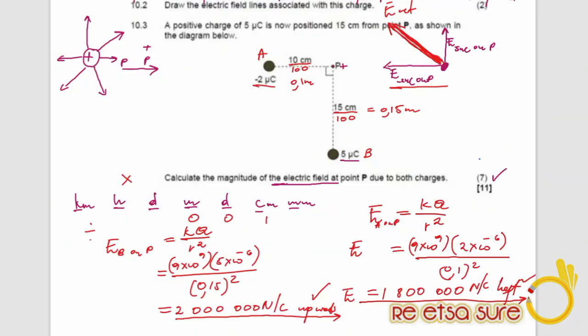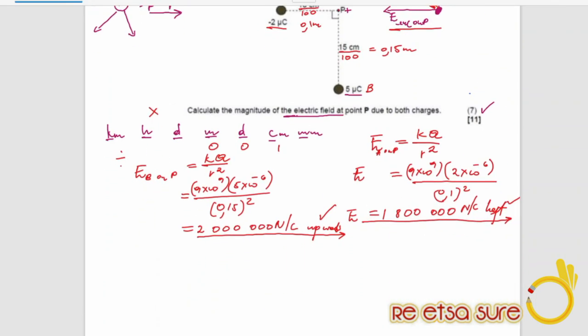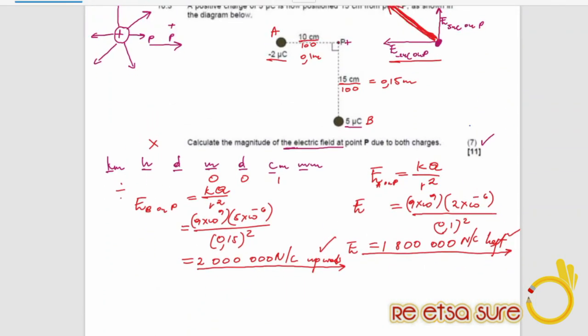So now let's check. Obviously, in order for me to get the resultant or the E net, I must make use of the theorem of Pythagoras. So in this situation I'll be saying that E_R is equal to the square root of E_x squared plus E_y squared.